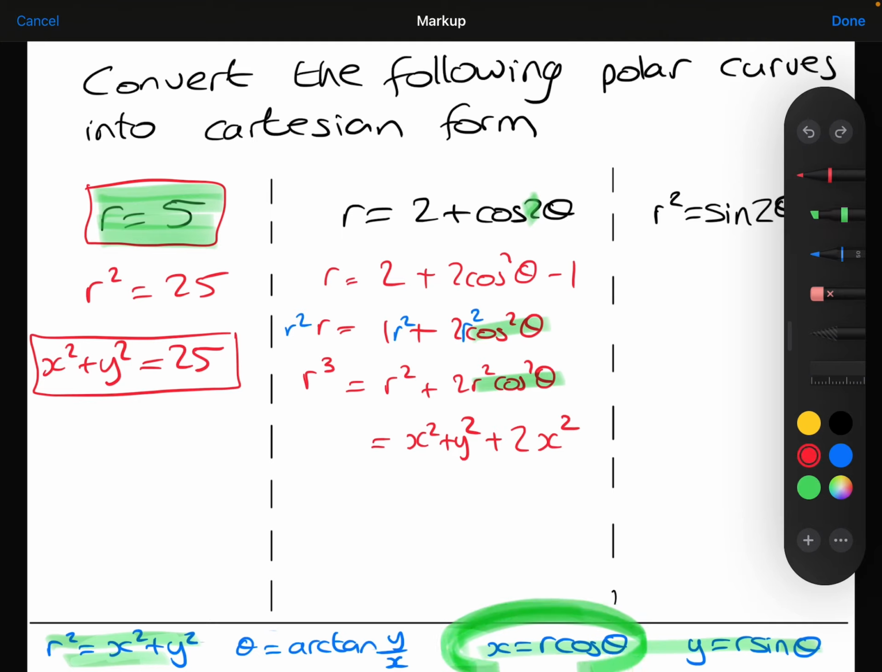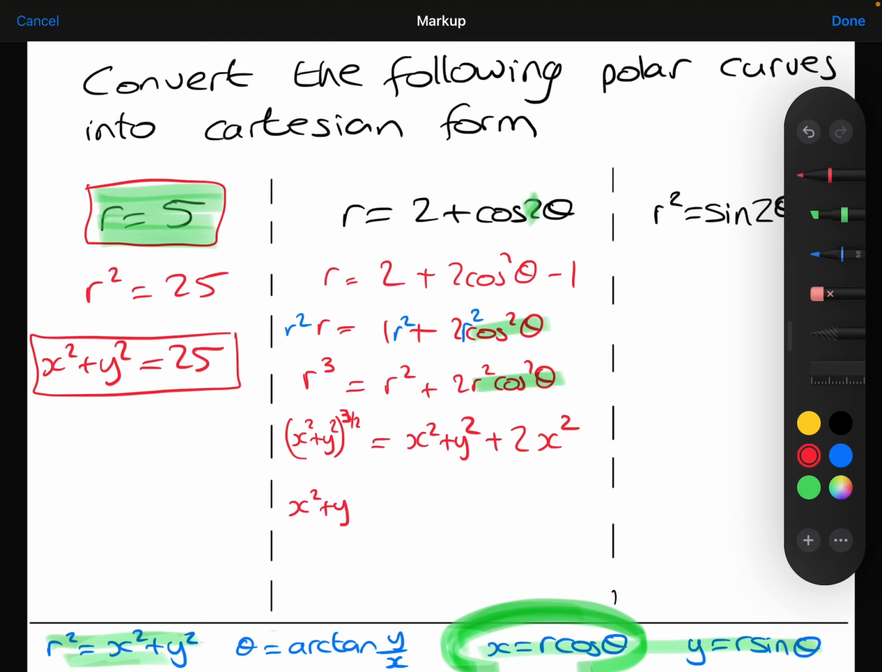And now I'm just left with the r cubed. Well, I know that r, if it was just r, would be the same thing as x squared plus y squared all square rooted. But this is r cubed, so I'm going to cube that. So it would be at the power 3 over 2 now. And now I've got this only in terms of x and y.